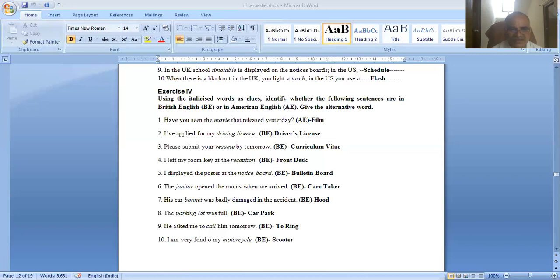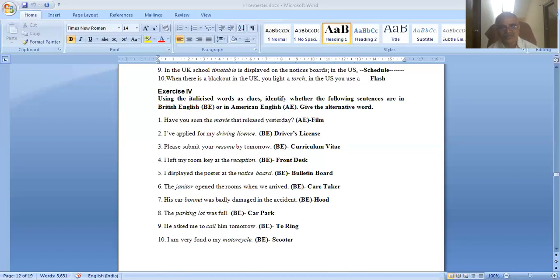Seventh one. His car bonnet was badly damaged in the accident. So bonnet, the front part of a car, is a word commonly used by the British people in their language, bonnet. But Americans call the same part of a car hood. So the American word is hood, whereas the Britishers' word is bonnet.